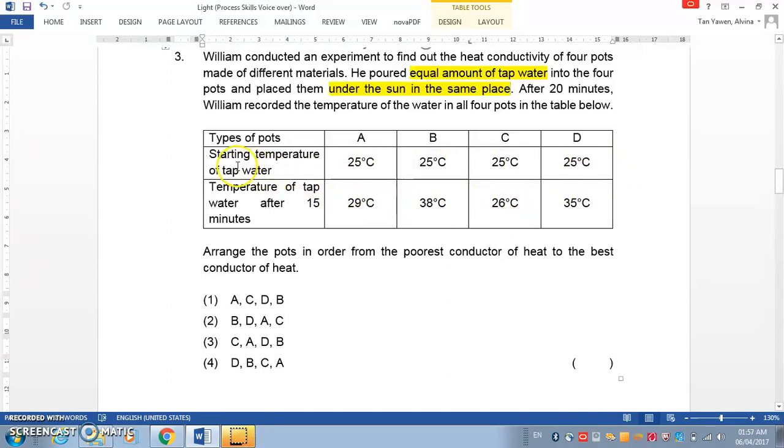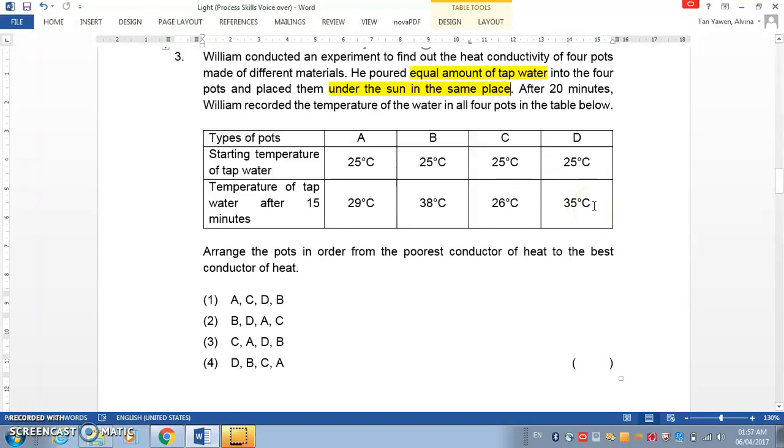So over here, the starting temperature of the water is recorded, and actually all have the same starting temperature at 25 degrees Celsius. But after 15 minutes, the temperature was recorded again, and this is what he observed. In A, it is 29 degrees Celsius, B, 38 degrees Celsius, C, 26 degrees Celsius, and D, 35 degrees Celsius.